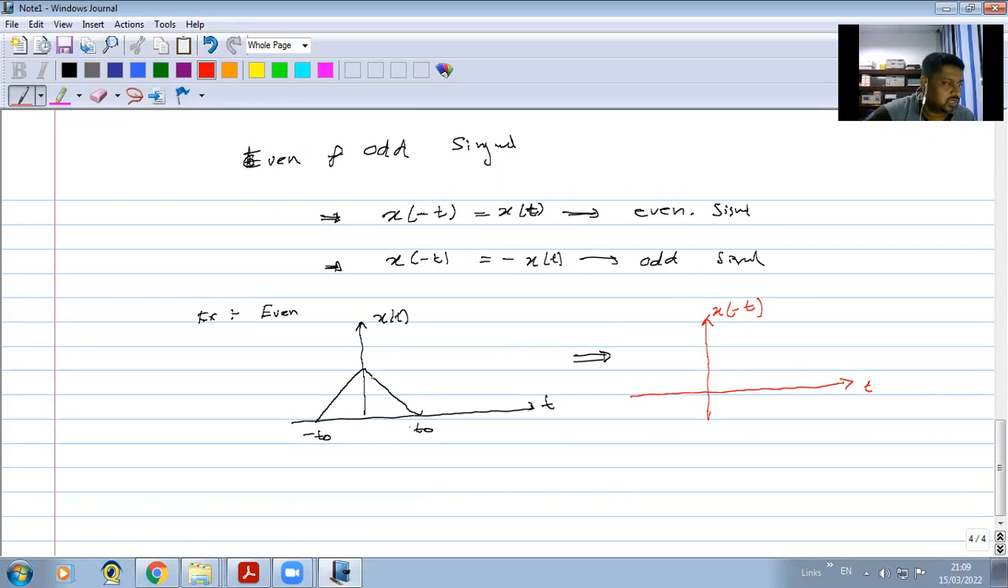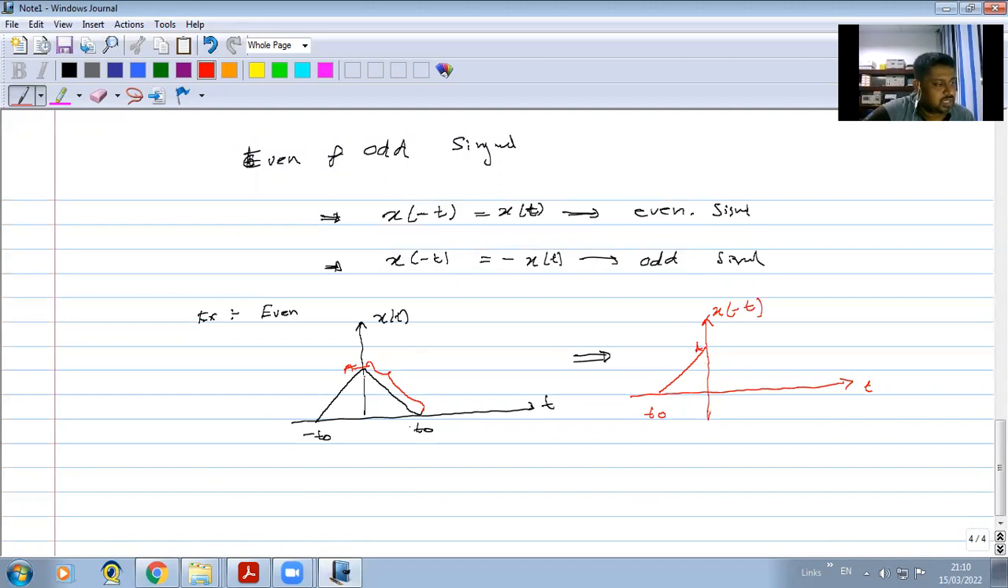So if you consider this section, 0 to t naught, what do we have to get? We have to get the image of this section through this axis. Now this is the mirror. If you get the mirror image of this section, it will be like this up to t naught. Let's say this is A. So A to t naught like this.